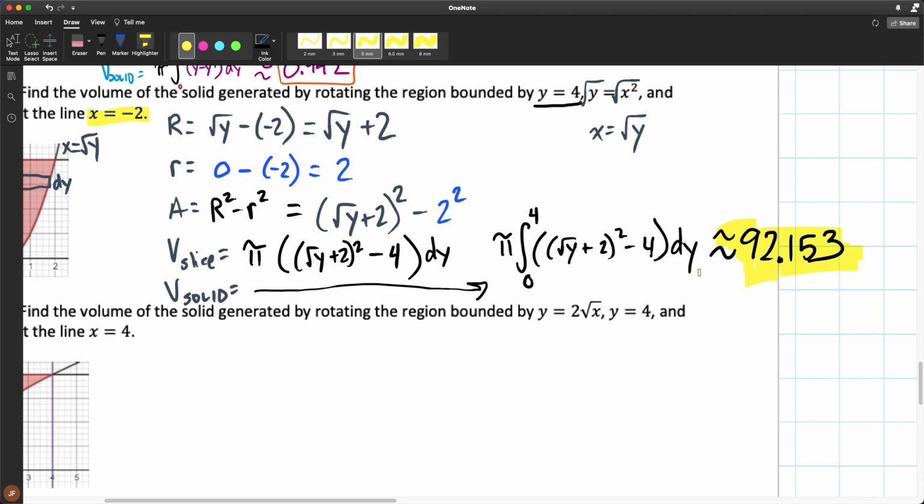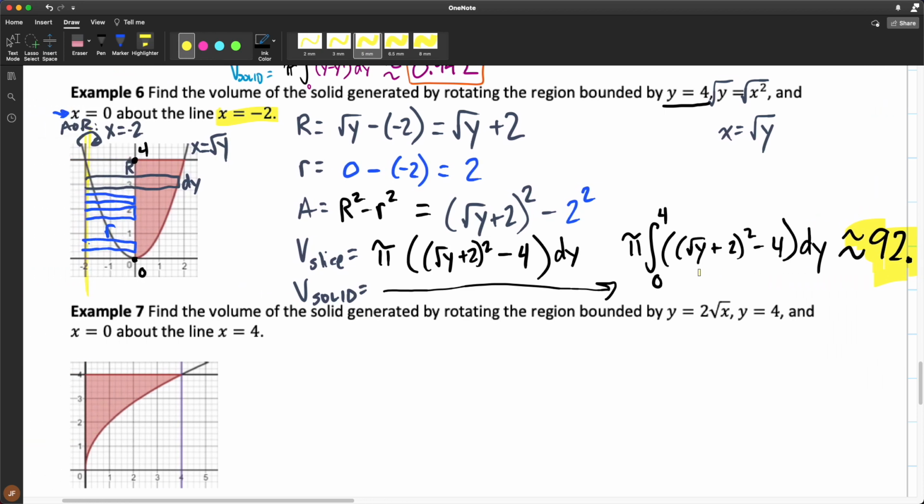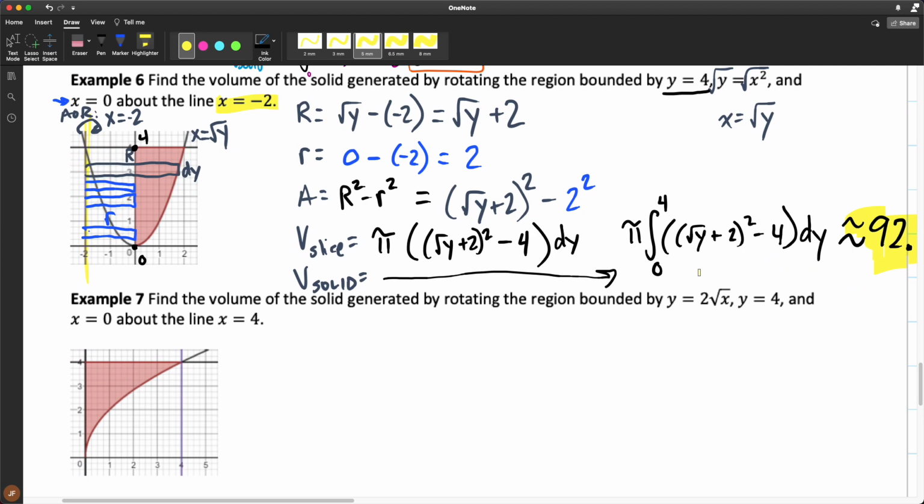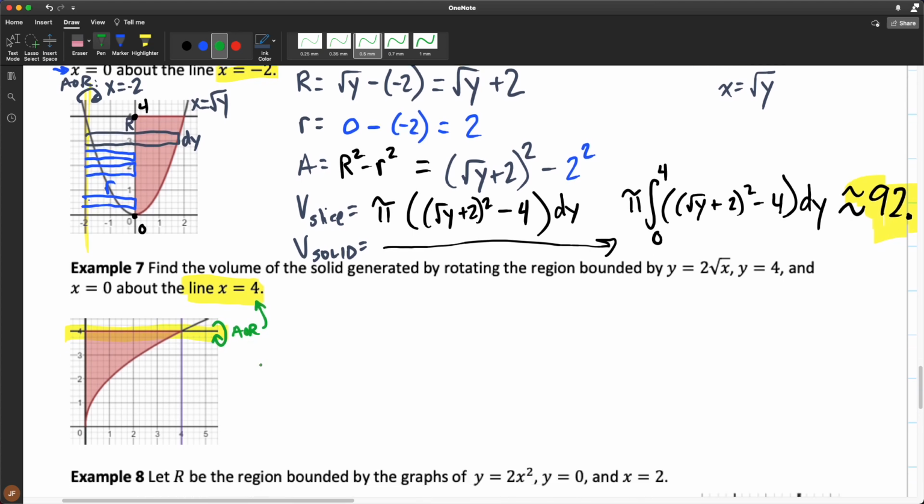Awesome. All right, next up, example 7. Find the volume of the solid generated by rotating the region bounded by y equals 2 root x, y equals 4, and x equals 0 about the line x equals 4. Okay, so there's our axis of revolution, the line x equals 4. Back to a vertical axis of revolution. Make sure that you label it on your diagram. Please, please, please, please label it on your diagram.